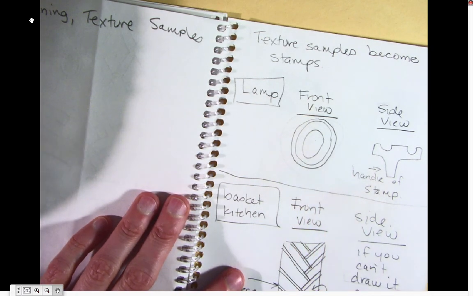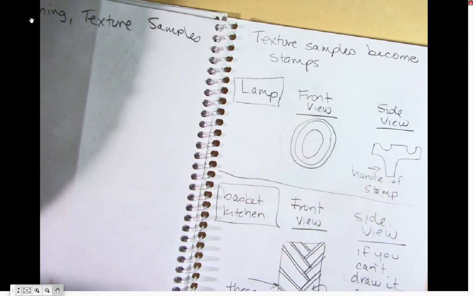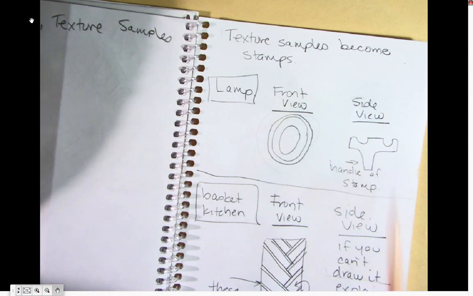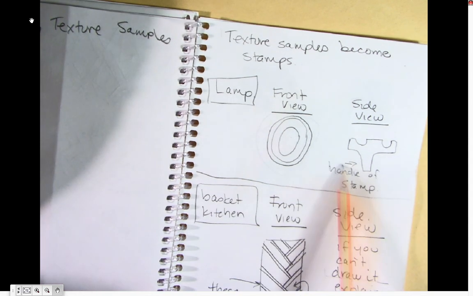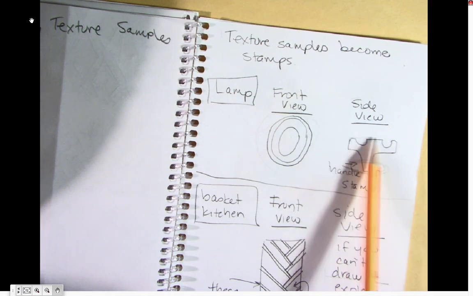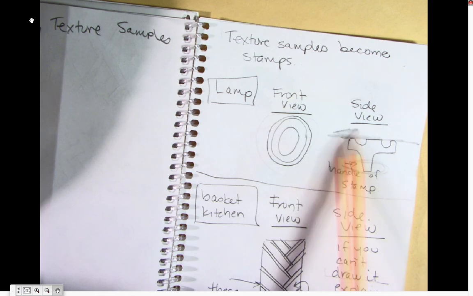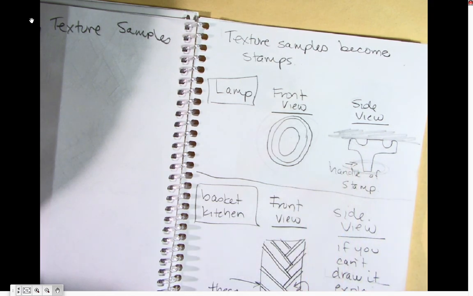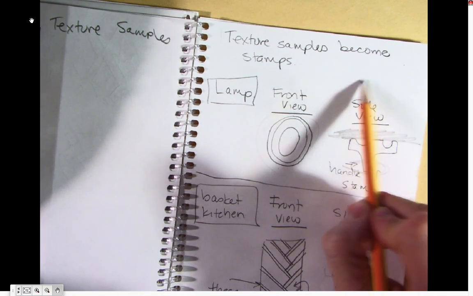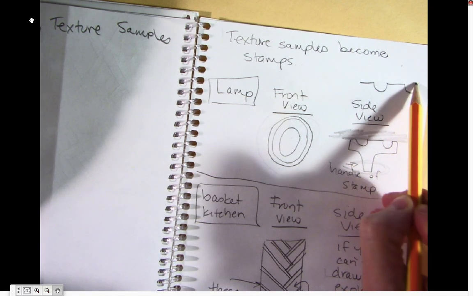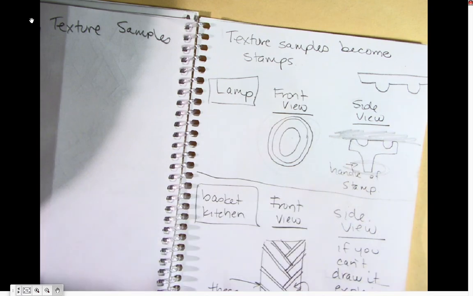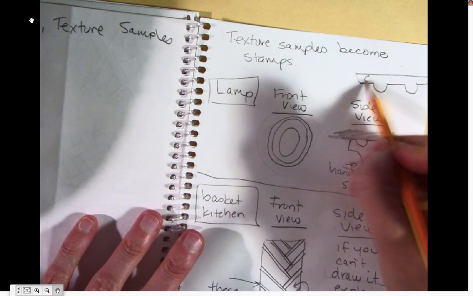Here's the front view of my stamp, and this is the side view. If I were to actually create this stamp, I have my handle, what would it look like if I were to stamp it into some clay? This here, this is my clay. If I were to stamp this in there, it would end up doing this on my clay. Okay, clay.